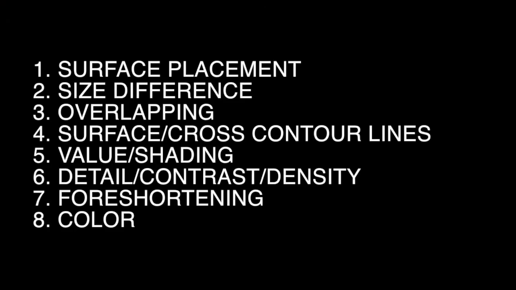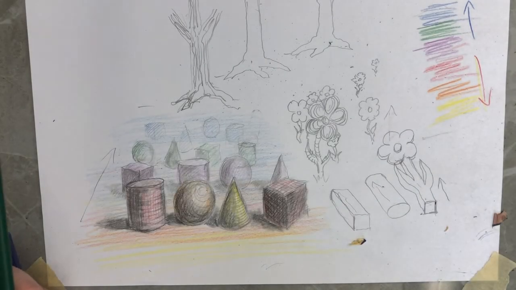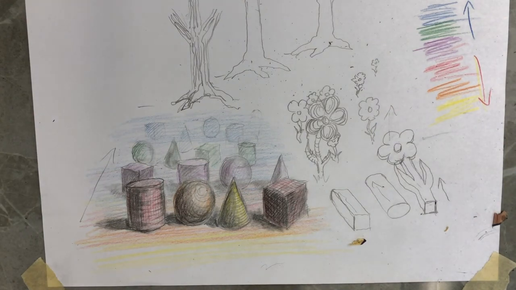So in quick review, we have surface placement, size difference, overlapping, surface cross-contour lines, value and shading, detail, contrast, density, foreshortening, and color. No one of these is 100% effective, but when used together, these basic rules can create a convincing feeling of depth on a flat surface.